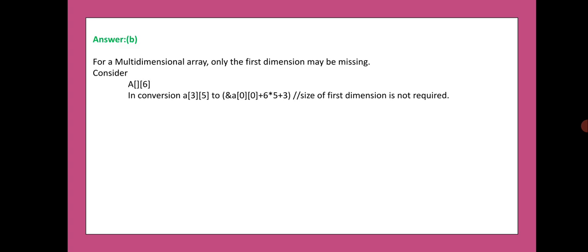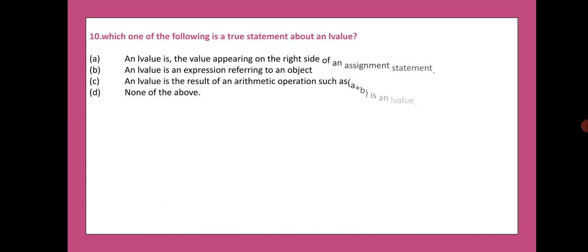Okay, let's move on to another question. Which one of the following is true? A. An Lvalue is the value appearing on the right side of an assignment operator. B. An Lvalue is an expression referring to an object. C. An Lvalue is the result of an arithmetic operation such as A plus B is an Lvalue.